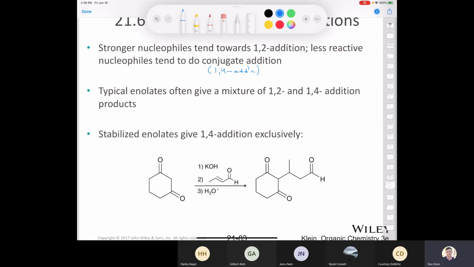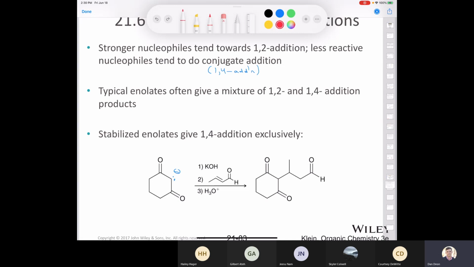But if you have a stabilized enolate, if you were to take this compound here, this is called 1,3-cyclohexanedione. If I was to treat that with potassium hydroxide, I'd end up with this doubly stabilized enolate. I have delocalization of the negative charge up here, and I have delocalization of the negative charge over here. So that means it's not as reactive as a regular enolate. And so what it says here is that a stabilized enolate is going to give 1,4 addition exclusively.